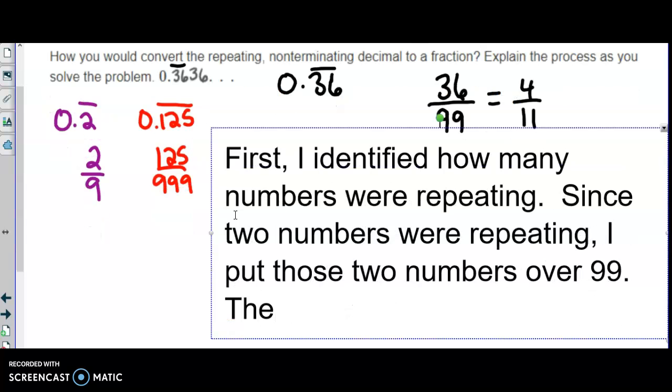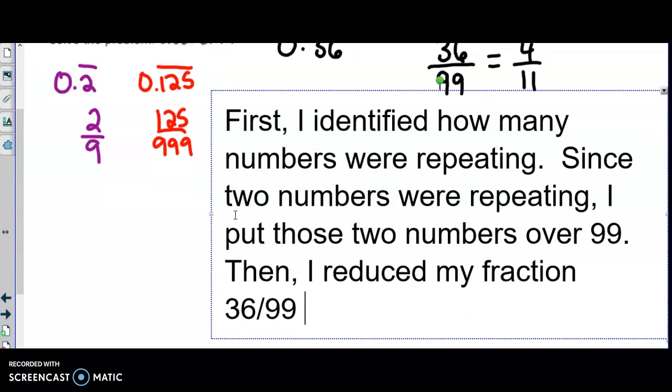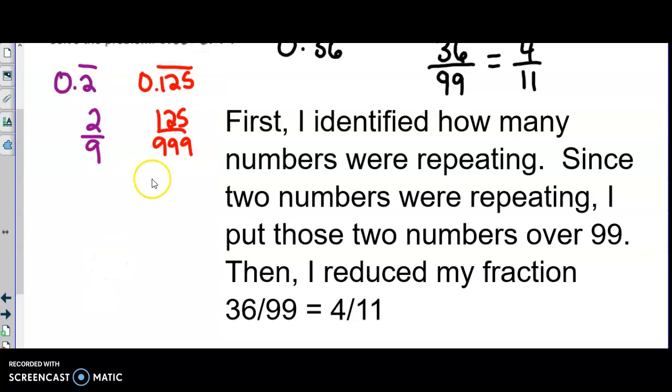Then I reduced my fraction. 36 over 99 equals 4 over 11. Something like that. It doesn't have to be exactly like that, but just kind of mention what we did in words so that I can give you full credit for it.